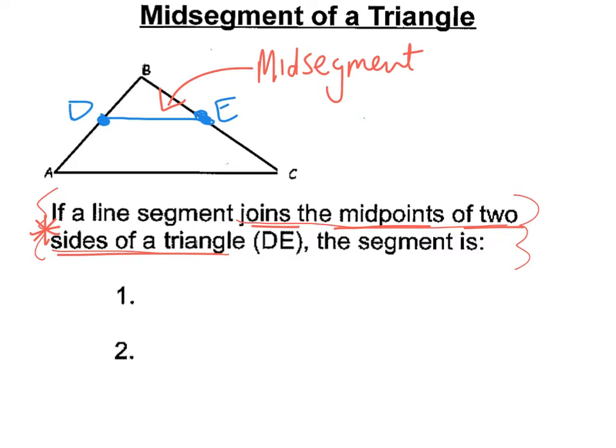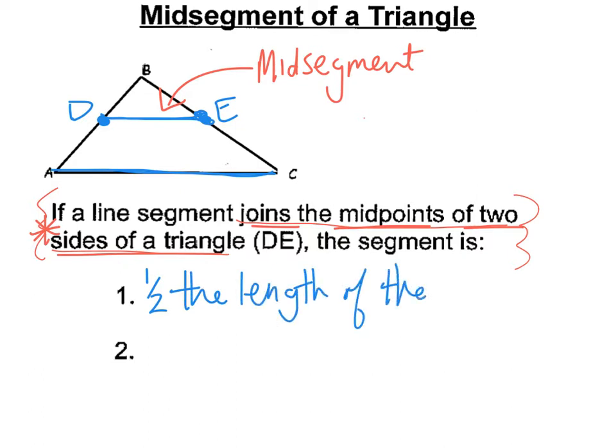Now there are two relationships between this midsegment and this third side AC that we need to write down. The first relationship is that DE, it obviously looks smaller than AC, it happens to be half the length. So we're going to say that the midsegment is half the length of the third side. And in this case, our third side is that side AC. So if AC was 8 centimeters long, DE, the midsegment, would be 4 centimeters long. So we have half the length.